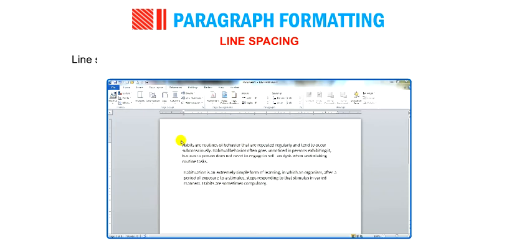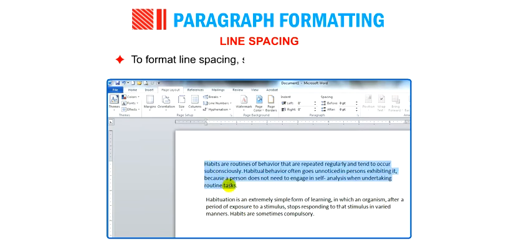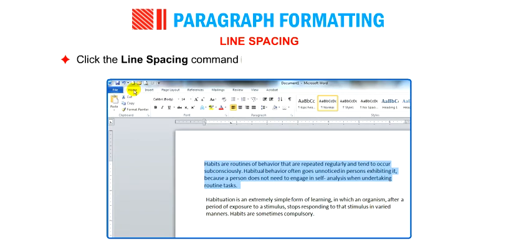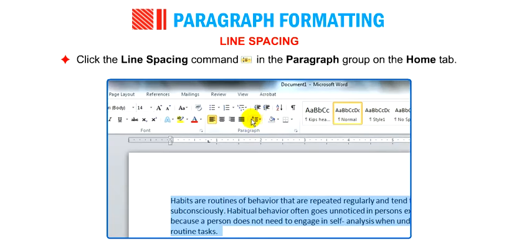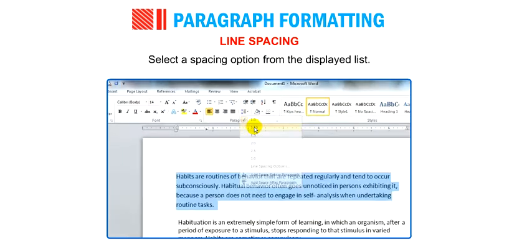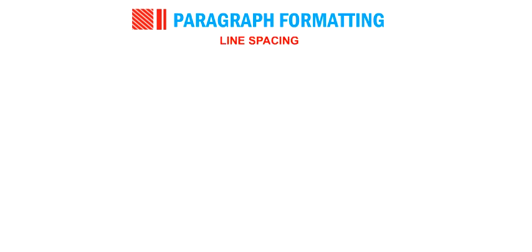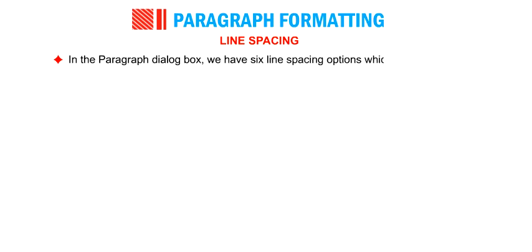Line spacing. Line spacing refers to the vertical distance between consecutive lines of a text. To format line spacing, select the text you wish to format. Click the Line Spacing command in the Paragraph group on the Home tab. Select a spacing option from the displayed list. In the Paragraph dialog box, we have 6 line spacing options which are as follows.